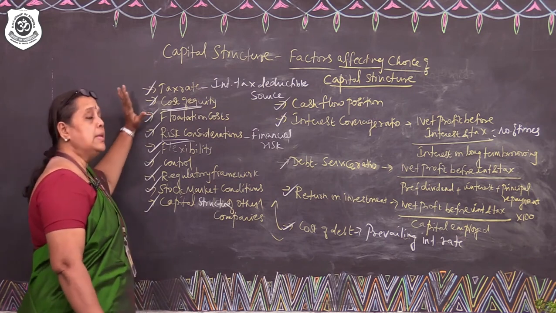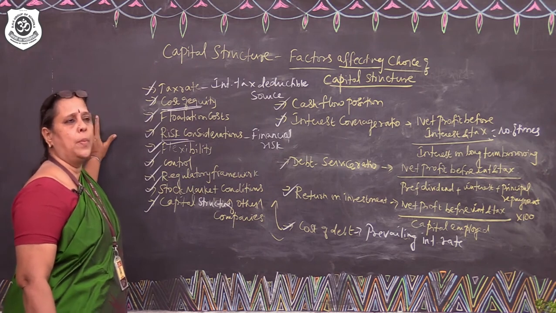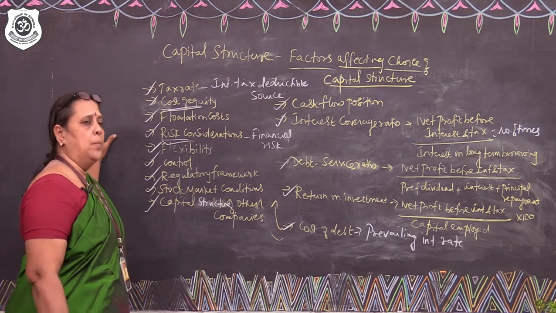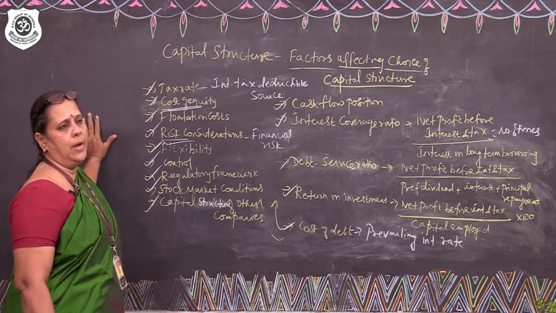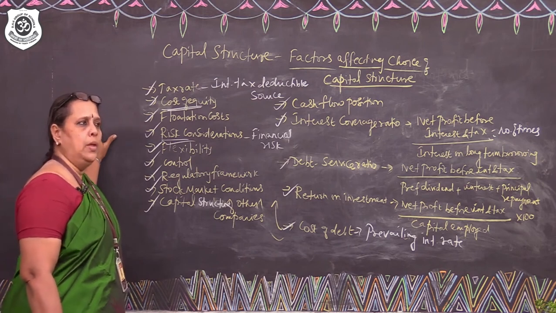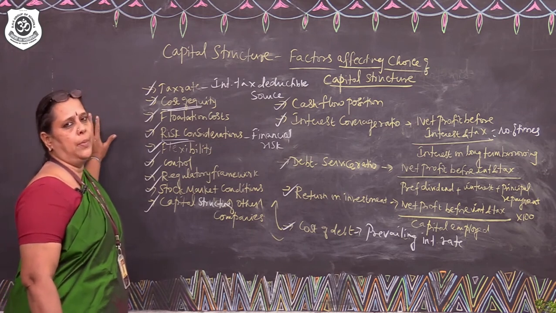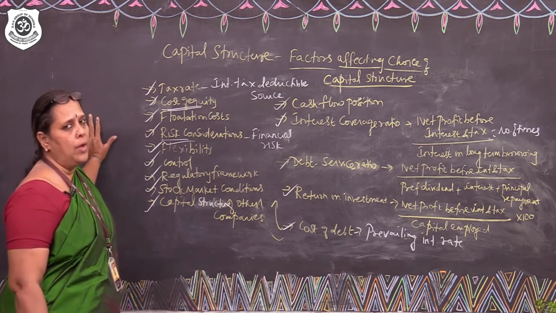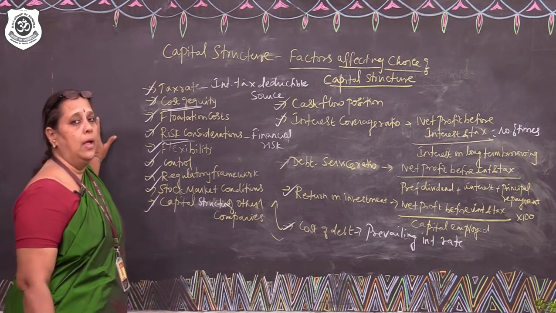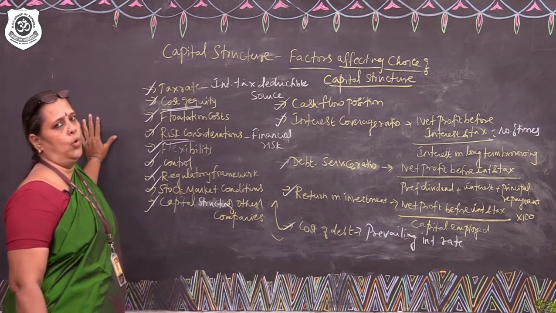The next is risk considerations. Financial risk is the obligation on the part of the company to meet its fixed financial cost. When more of debt is employed, automatically the financial risk also increases. So, if the company is very prudent and does not want to go in for much risk, it's better that the company goes for more of equity and less of debt. But if the company's financial position is satisfactory that it can take up more financial risk, then the company can employ more of debt.